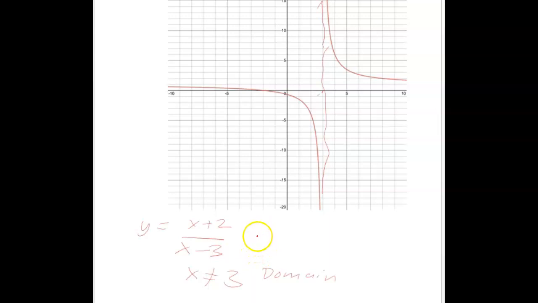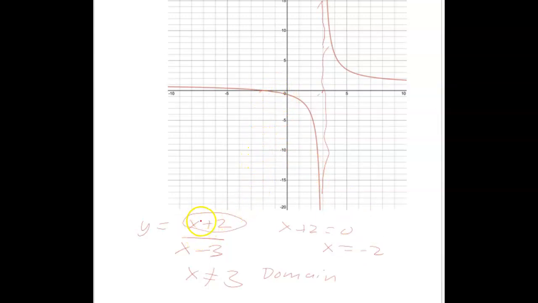Now, x plus 2 doesn't bother the domain, but where x plus 2 equals 0, it's possibly where you cross the x-axis, and in this case it is. X equals negative 2 is the 0 of this function.